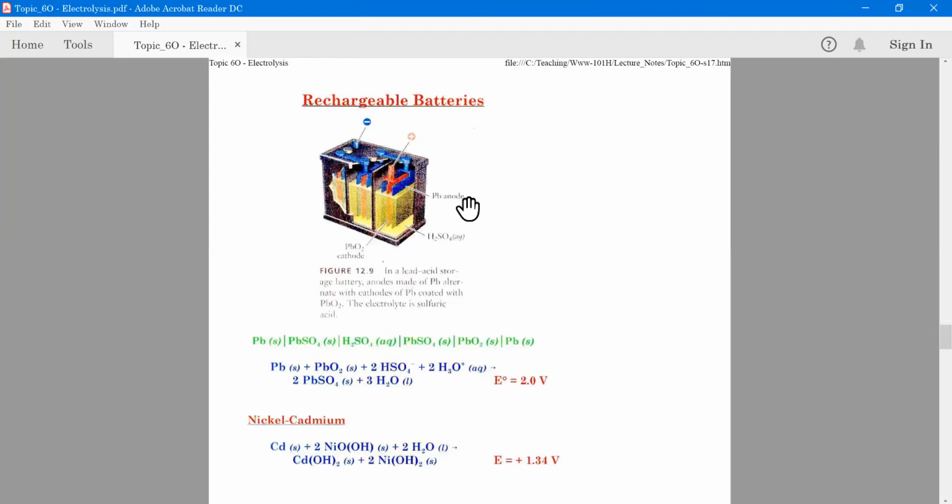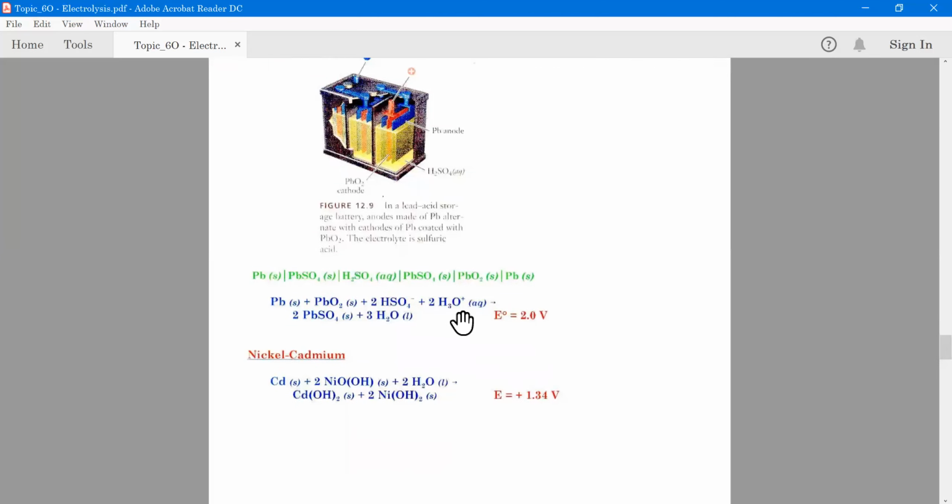There are better ways to do it now, of course, but the vast majority of vehicles still use lead acid storage batteries. Of course, electric vehicles don't do that. I'm not going to talk about those in any detail, but the technology involved in the so-called lead-acid storage battery is a very important one that continues to be used in the vast majority of vehicles that are on the road. So that's one of the rechargeable batteries.